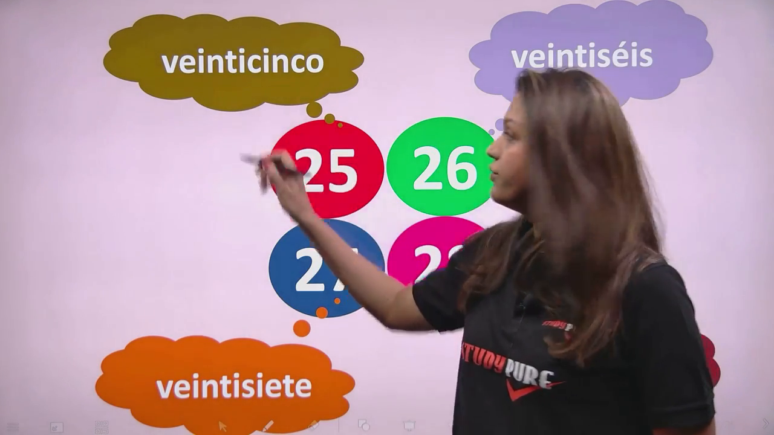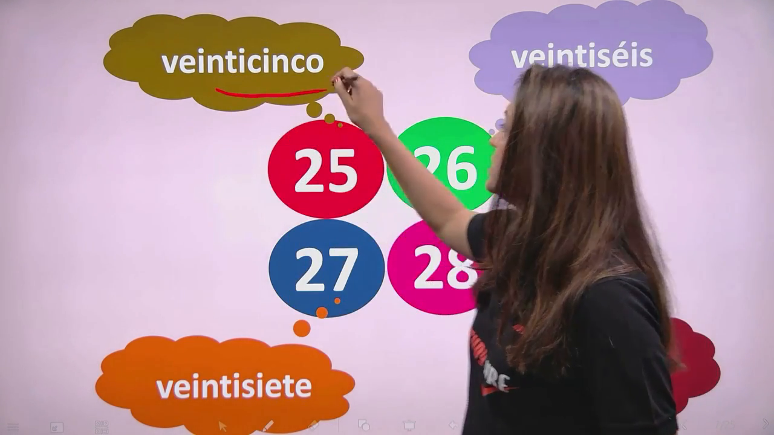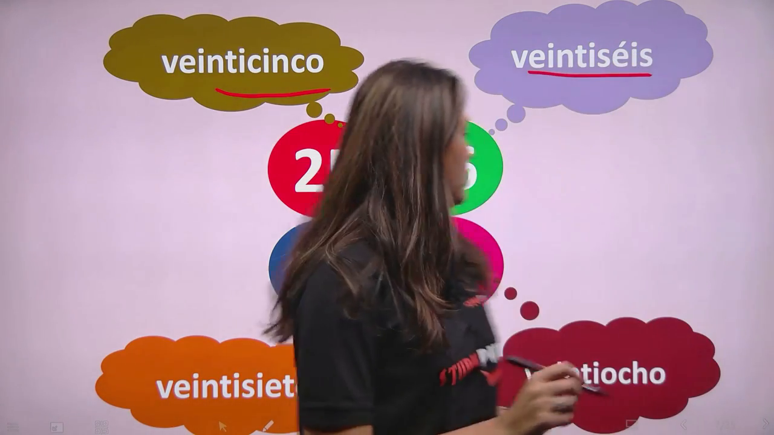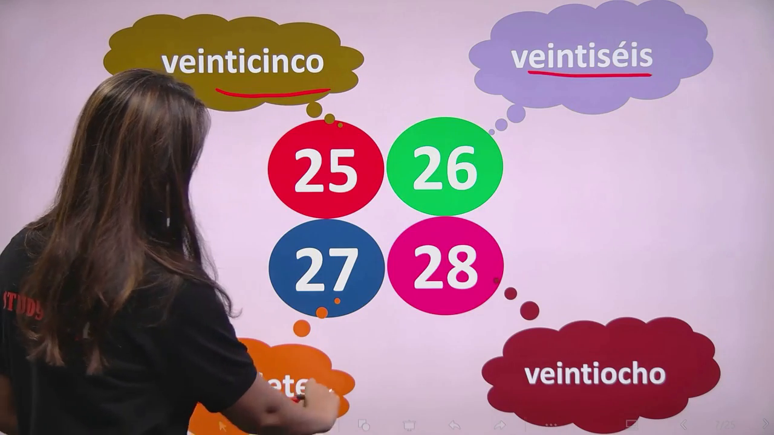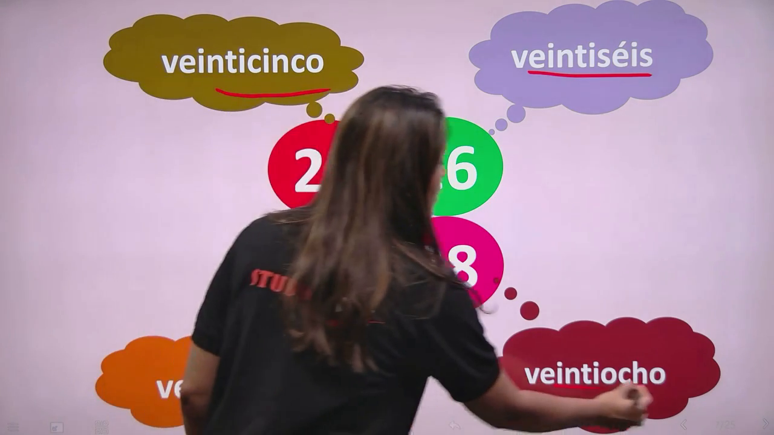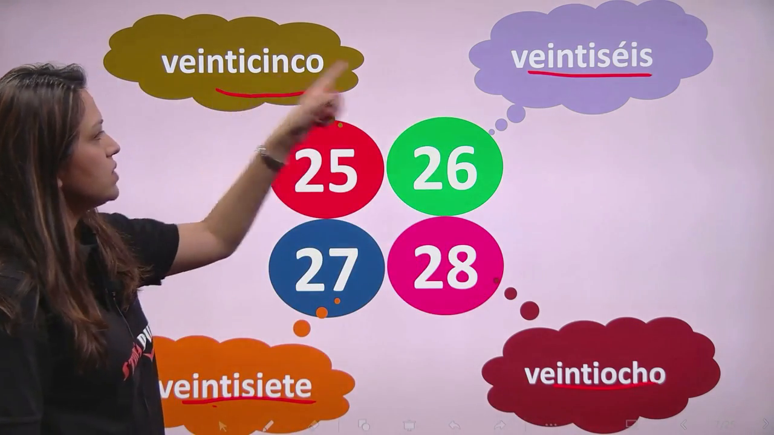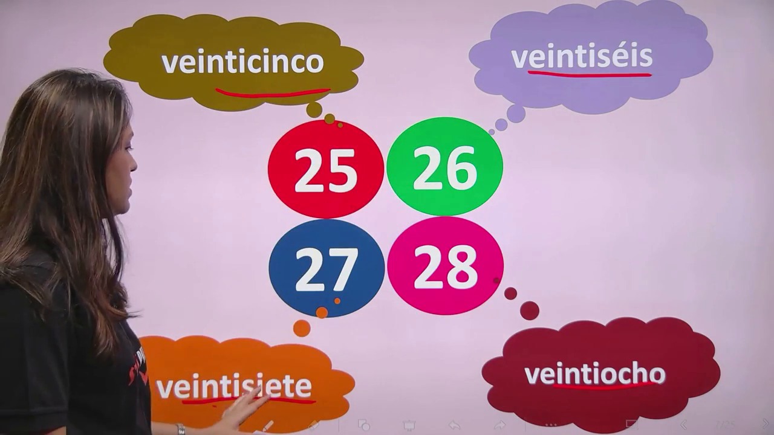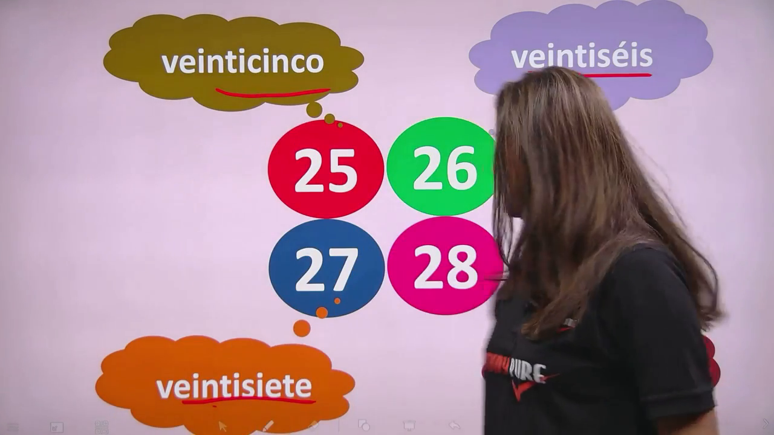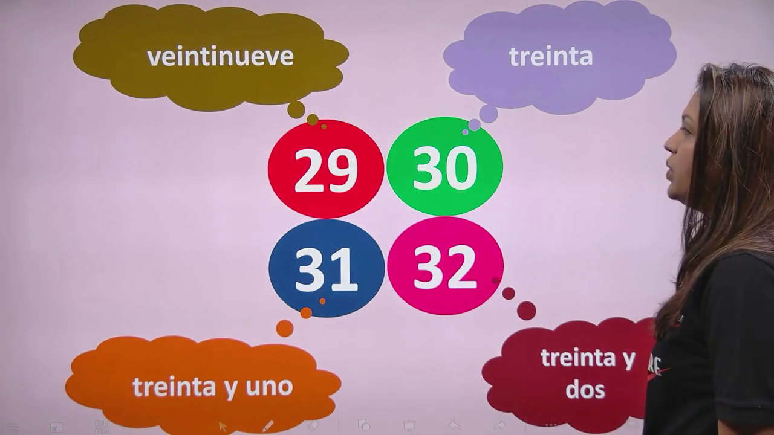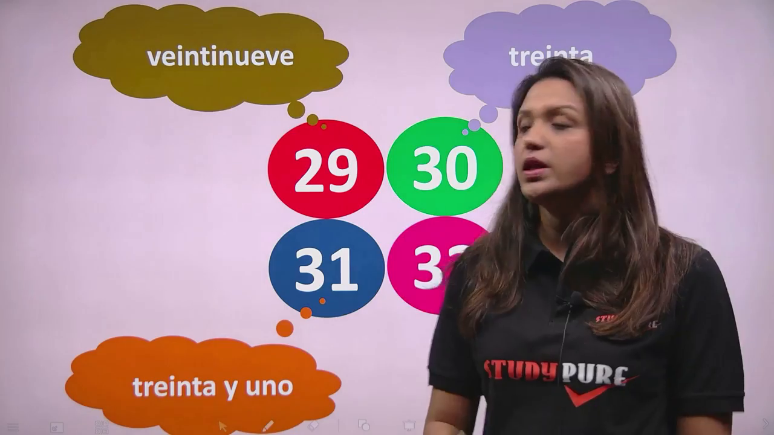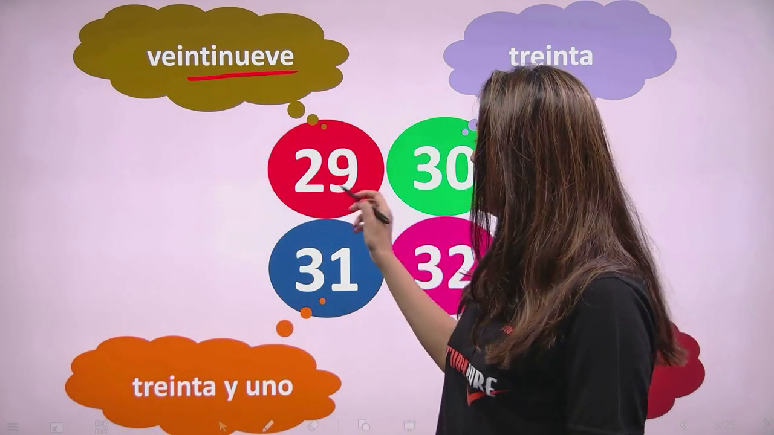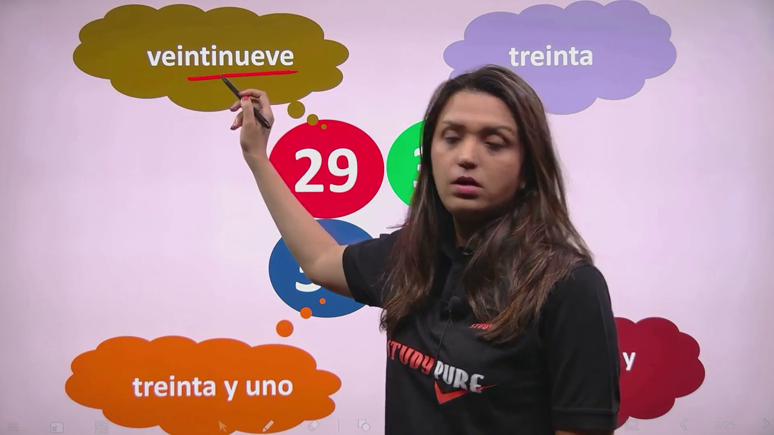What about 25? The same pattern. Veinticinco, 25. Veintiséis, 26, veintisiete, 27 and veintiocho, 28. So the veinti is added to 5, 6, 7 and 8 and it becomes veinticinco, veintiséis, veintisiete, veintiocho. Then we have number 29. Number 29 is called veintinueve. Nueve is 9. So 29 is veintinueve.